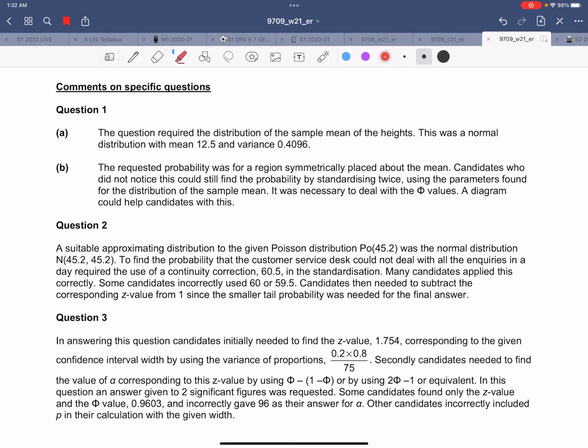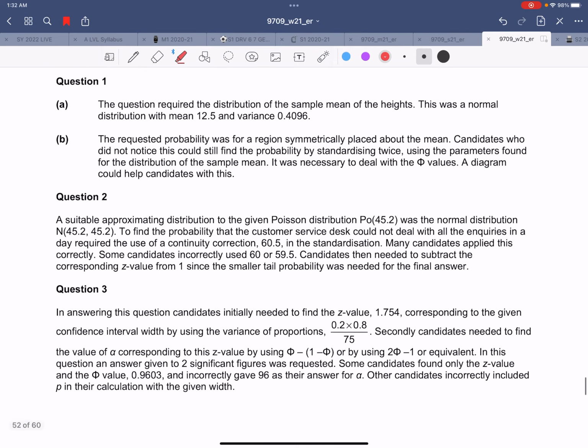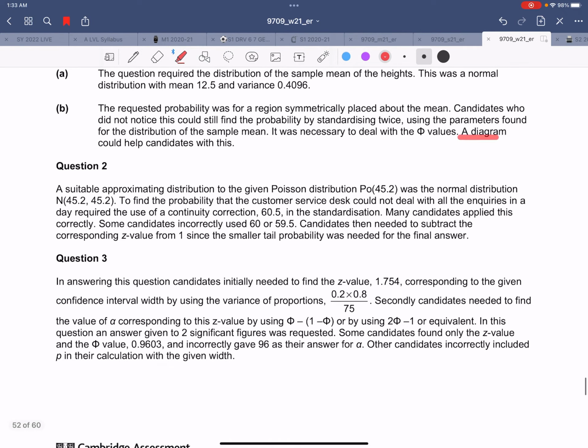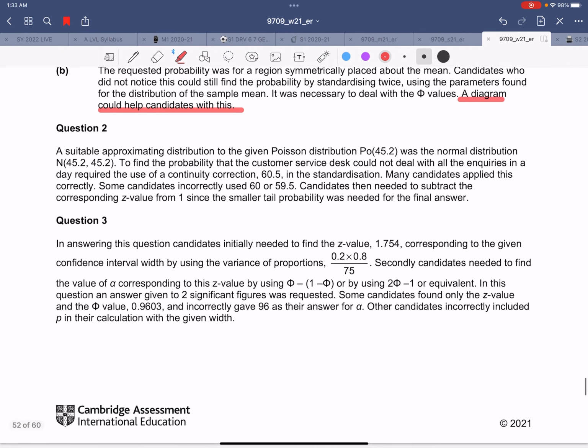The requested probability. Now the first one was about sampling. There is nothing special in this one except that the diagram could help the candidates with this if someone is not very familiar with the rules, so the diagram would help. Question number 2 was that Poisson was the normal approximation to find the probability, continuity correction. That was the first thing.